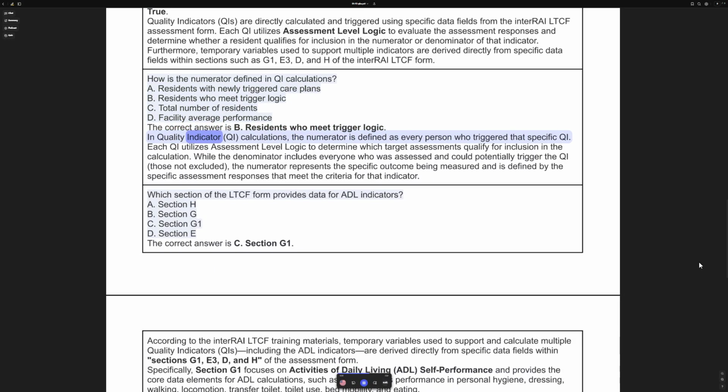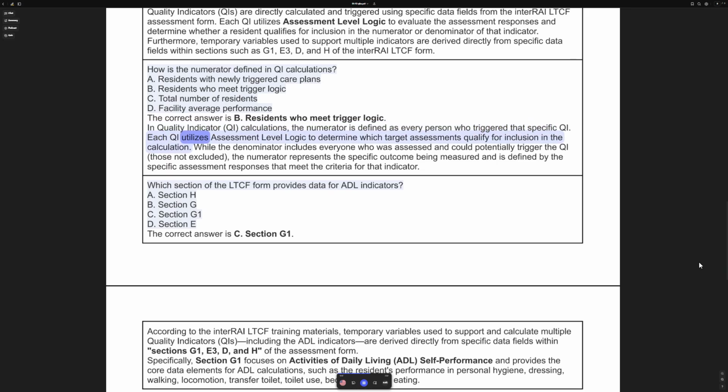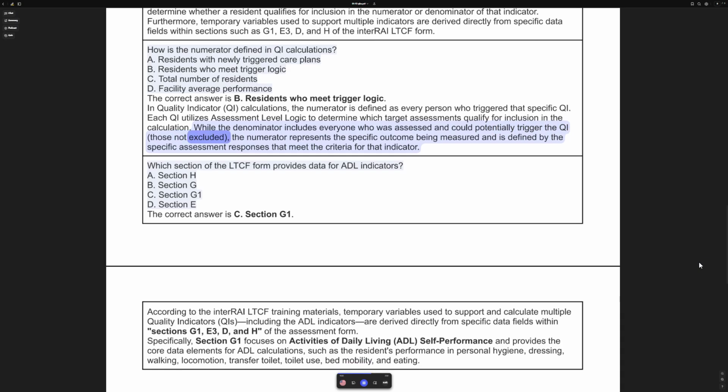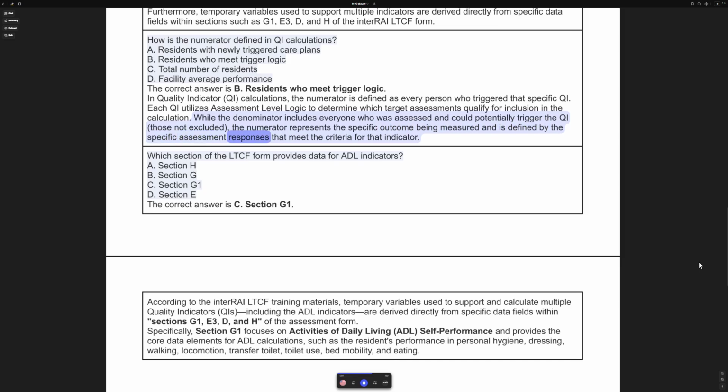In quality indicator, QI, calculations, the numerator is defined as every person who triggered that specific QI. Each QI utilizes assessment level logic to determine which target assessments qualify for inclusion in the calculation. While the denominator includes everyone who was assessed and could potentially trigger the QI, those not excluded, the numerator represents the specific outcome being measured and is defined by the specific assessment responses that meet the criteria for that indicator.